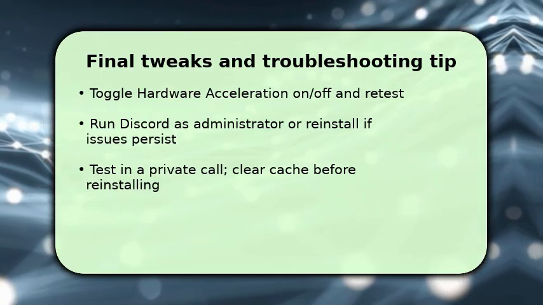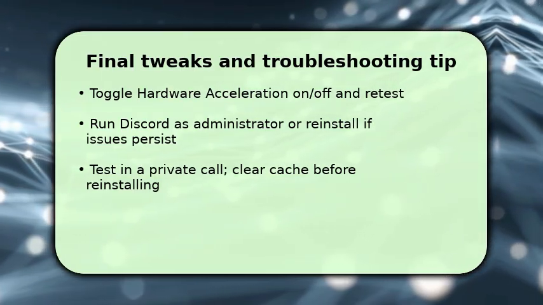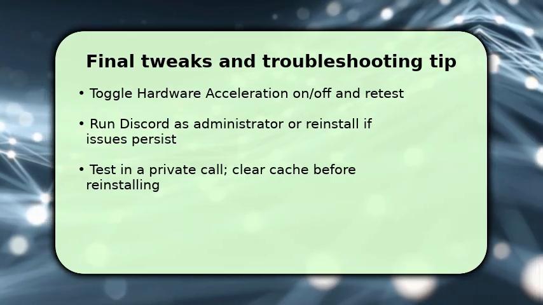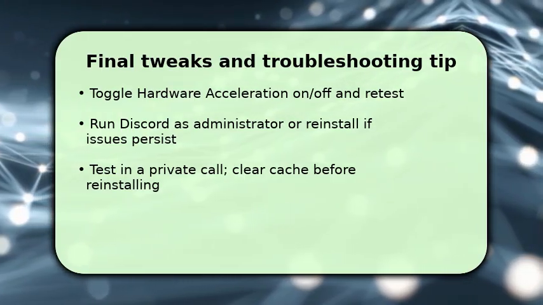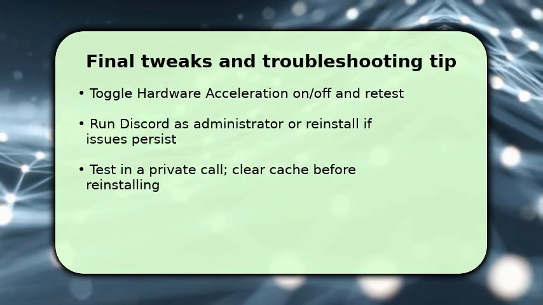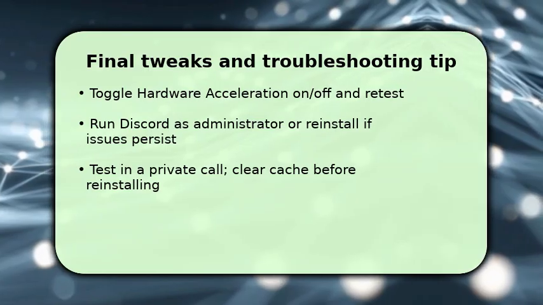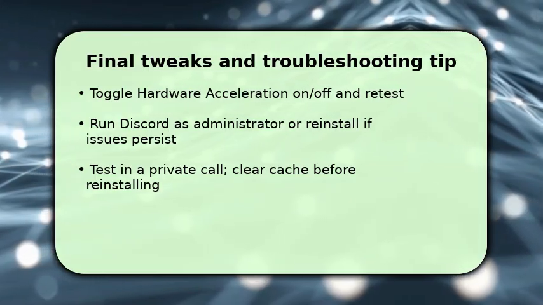Run Discord as administrator to ensure exclusive access to GPU encoders. If that fails, clear the app cache and reinstall to reset corrupted settings. Finally, test screen share in a private call so you can iterate quickly.